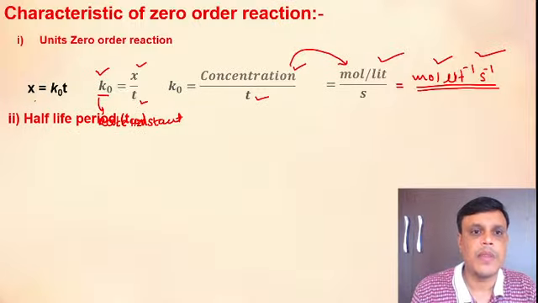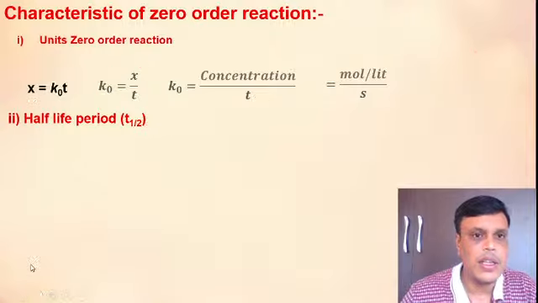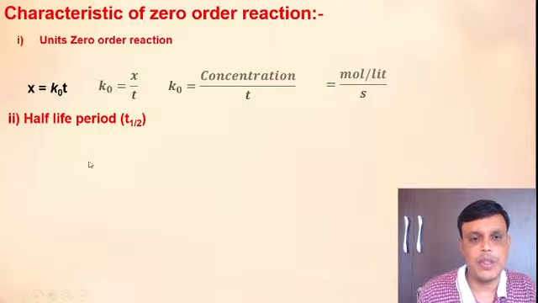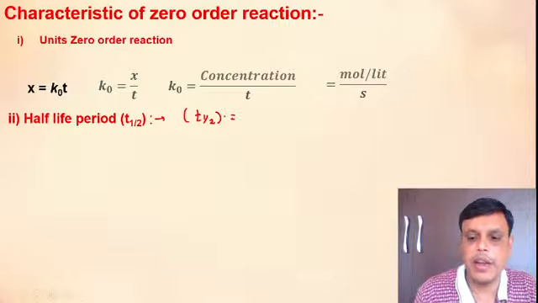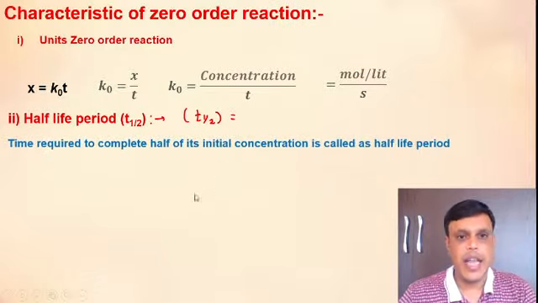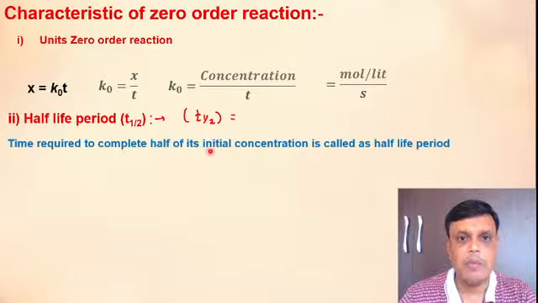Then the second term is half life period, which is denoted by t half. This is also a very important characteristic. What is half-life period? Half-life period is a time. Half-life period is the time which is required to complete half of its initial concentration. It is called a half-life period.